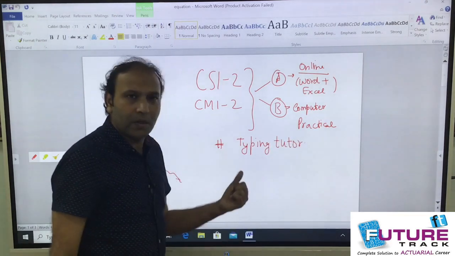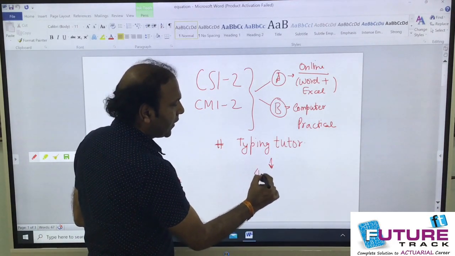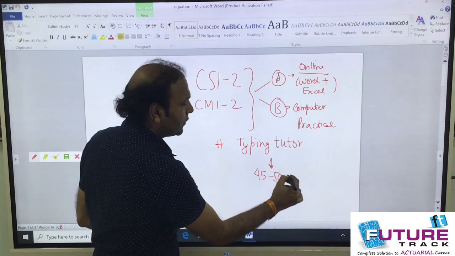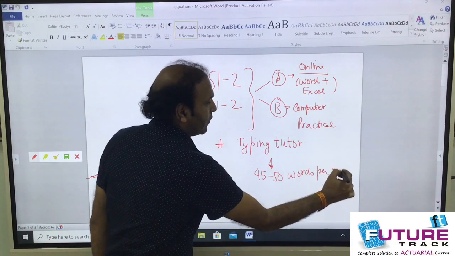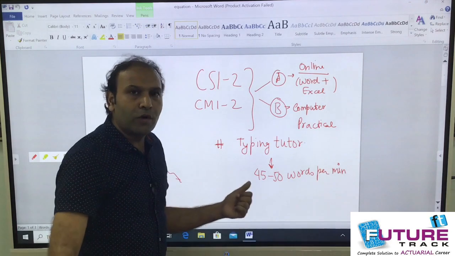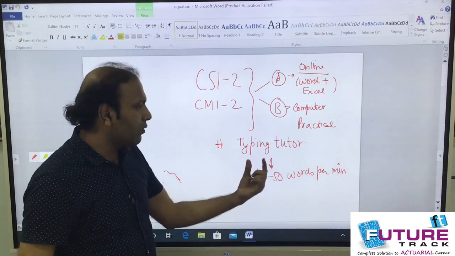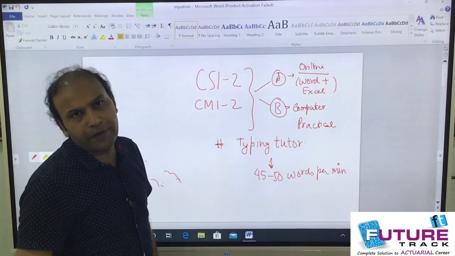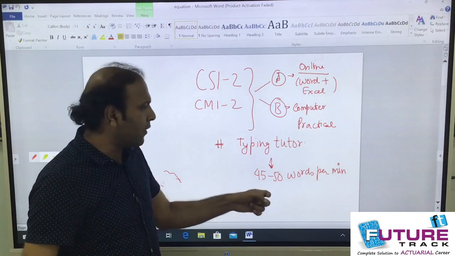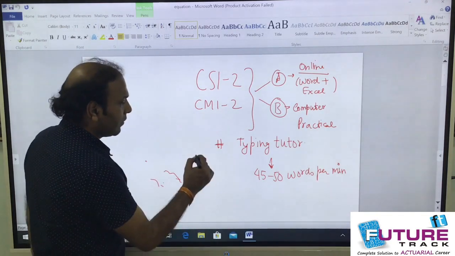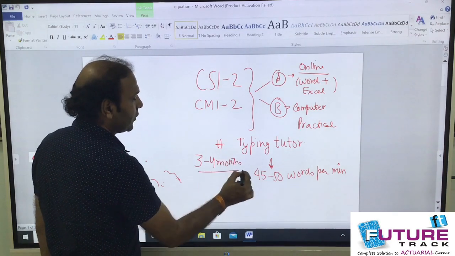Please download it, arrange it from somewhere and start doing typing practice, and your target must be 45 to 50 words per minute. If you really want to clear this exam in September 2020, all these 4 exams, your minimum typing speed must be around 45-50 words per minute. Then only will you be able to clear it. And you will not get this speed in 1 or 2 days. It will take practice of 3 to 4 months to have this kind of speed.